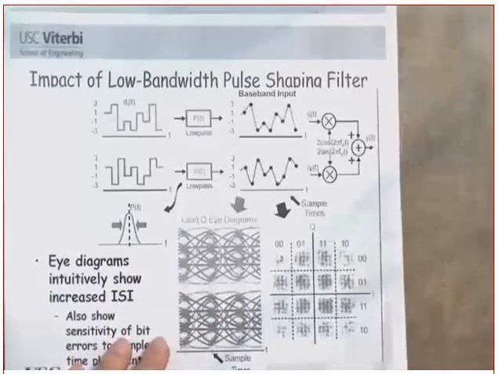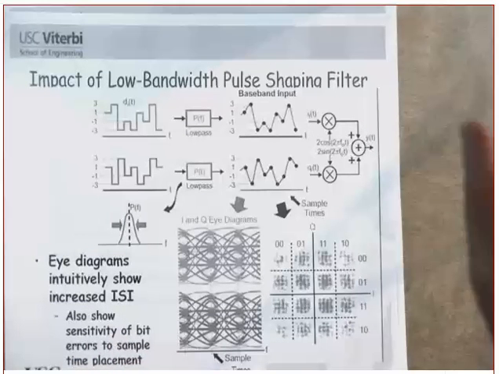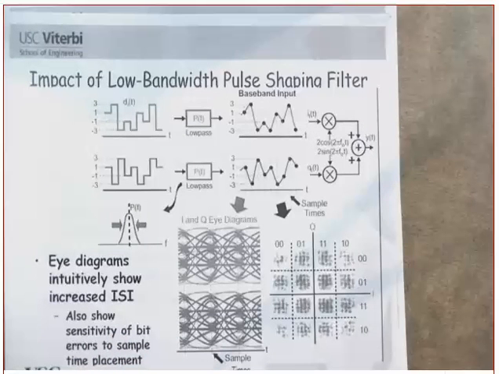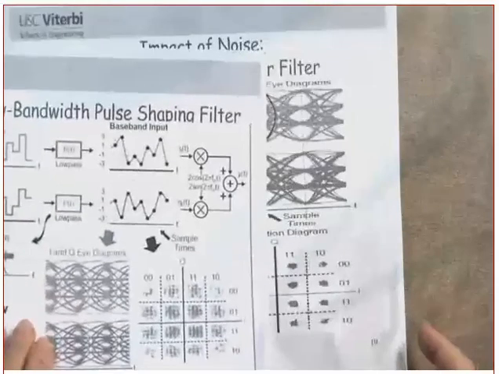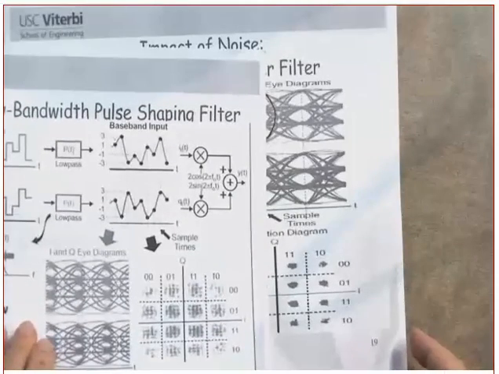2 bits. Either a 1 or a 0. The transition is either from a 1 to a 0 or a 0 to a 1. Yes? So, let's say... Wait, hold it.